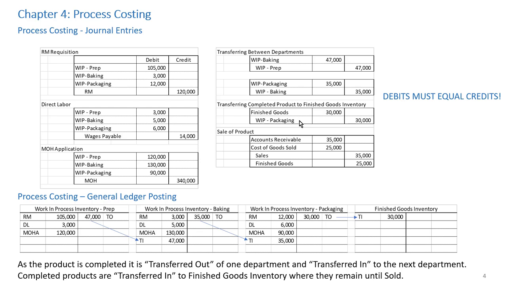As dictated by the accounting cycle, all journal entries must be posted to the general ledger so that their account balances can be readily determined and reconciled. General ledger postings are demonstrated in the classroom with T accounts.